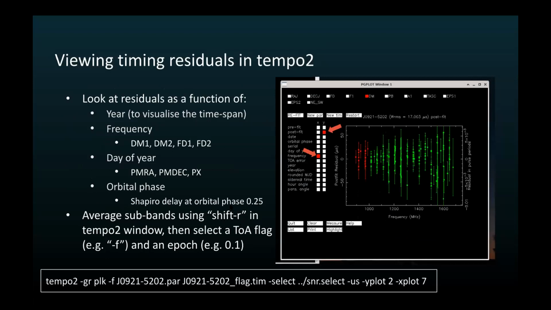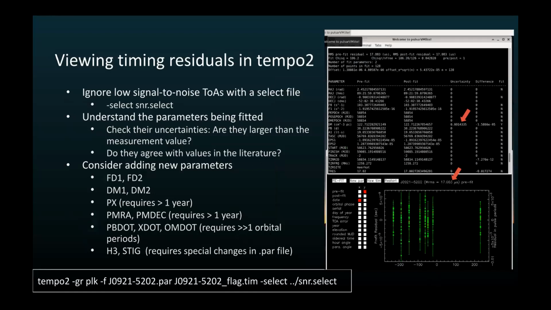So again, to do that, you hit Shift-R and then choose a TOA flag to average over. And I suggest just using -f and an epoch over which to average. And I suggest using 0.1, this is in units of days. Okay, so that should average together all of the subbands in one observation.